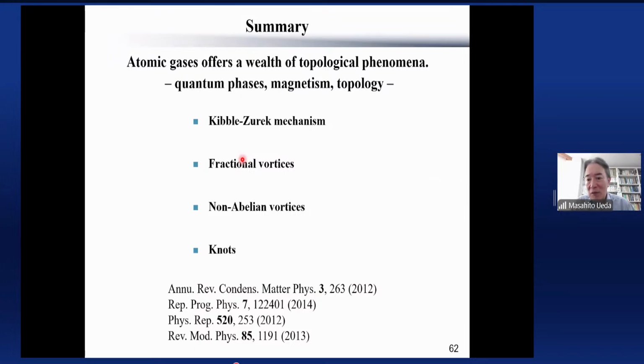Okay, so I hope I have convinced you that atomic gas BEC offers a wealth of new phenomena in terms of quantum gases, quantum phases, magnetism, and topology. So we do see the Kibble-Zurek mechanism with vortex creation, and fractional vortices associated with spin gauge symmetry, and the non-abelian vortices for spin-2 BEC. And finally, we have knot-like structure. All of them have been predicted and realized experimentally. So thank you very much for your kind attention.